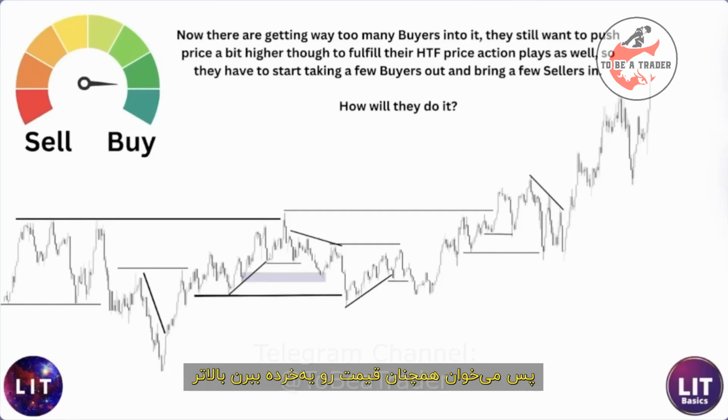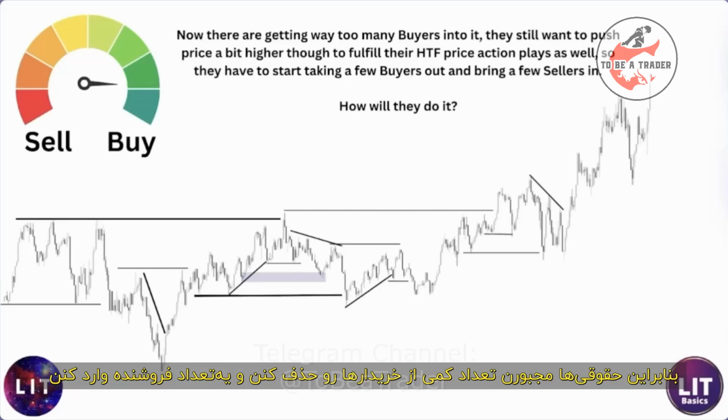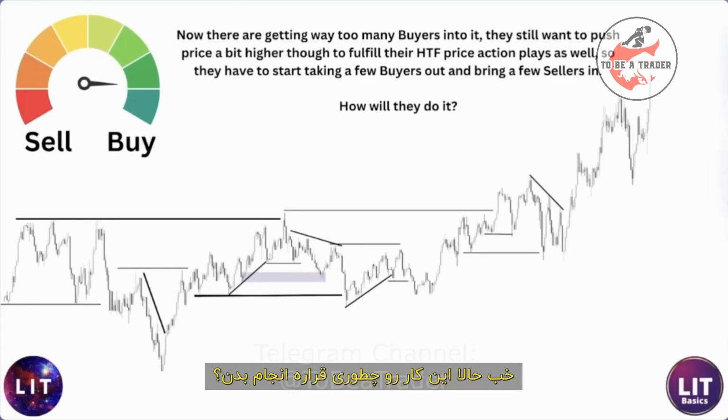So they still want to push price a little bit higher though to fulfill the higher time frame purposes as well. So they have to start taking a few more buyers out and bring in a few sellers. So how are they going to do it? Again, we saw multiple examples already how they're going to do it. There's my fancy pen thing again if it works. Right. So again, how do they do it?